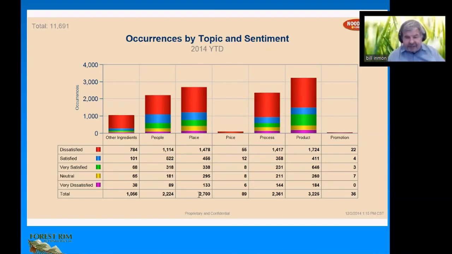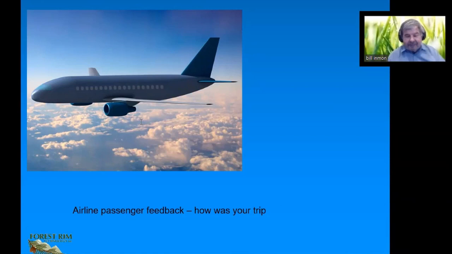So there's a lot to be learned from this chart. And where did this chart come from? This chart came from the text of the comments that people had about the restaurant. Now, another place where you find people commenting is on the world of airlines.